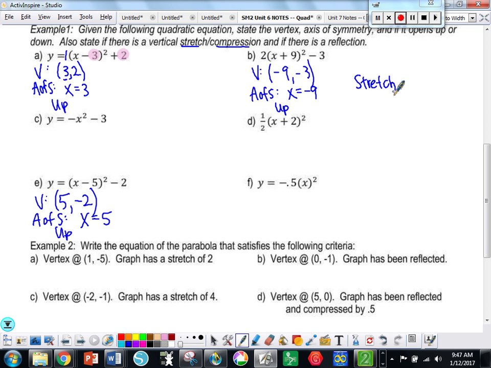What, by the way, tells me that this one's been stretched? What's the part of the equation that tells me it's been stretched? Jamie? The A is 2. Good. And the other A's are 1. Good. Now, what do you notice about C, D, and F?